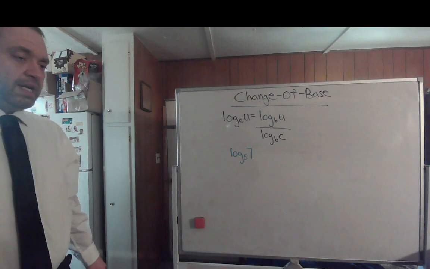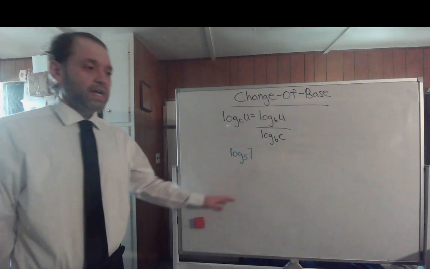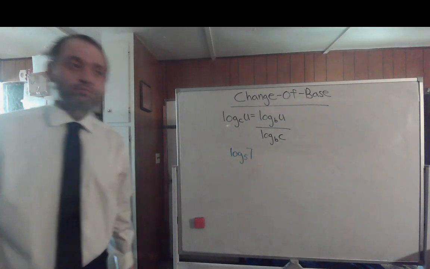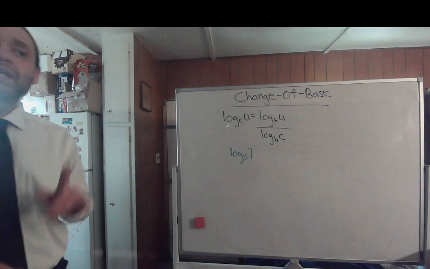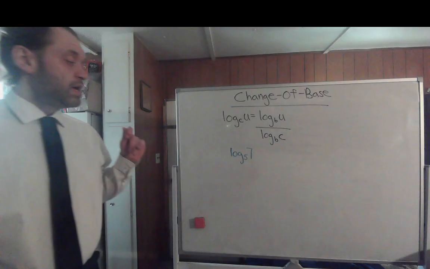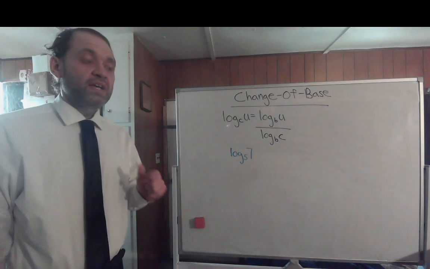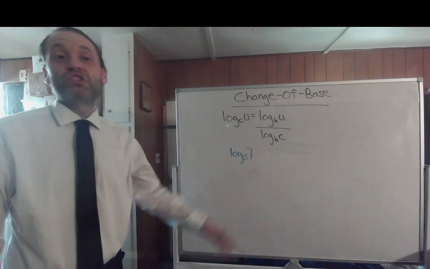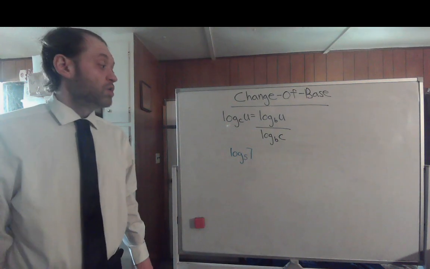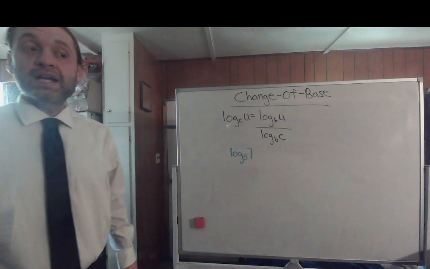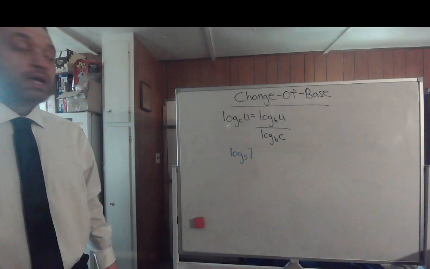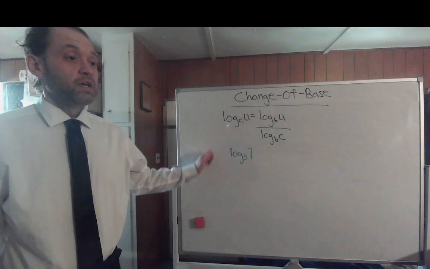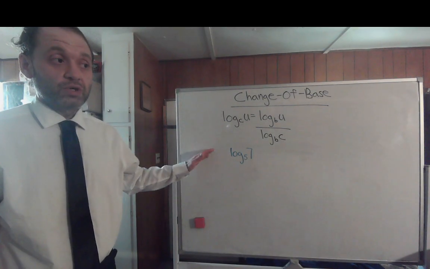So let's say you were being asked to take something like log base 5 of 7 and find a 3 decimal approximation for it. Well, here's one problem. Calculators are only set up for one of two bases for logarithms, either log base 10, which is the common logarithm, or log base e, which is the natural logarithm. This formula enables us to convert the problem into one of those two.